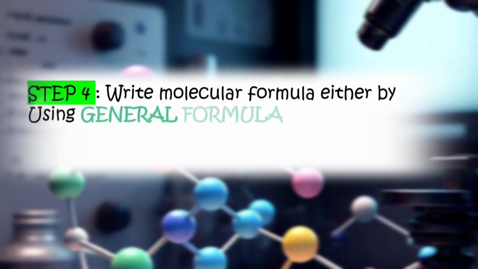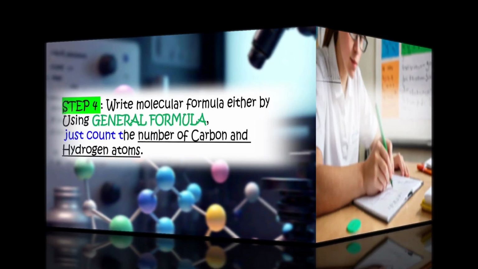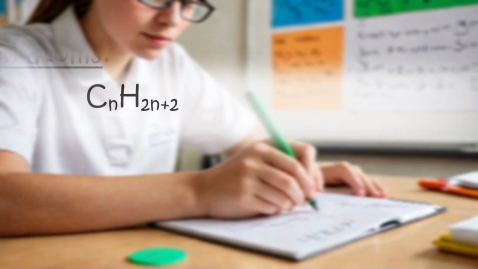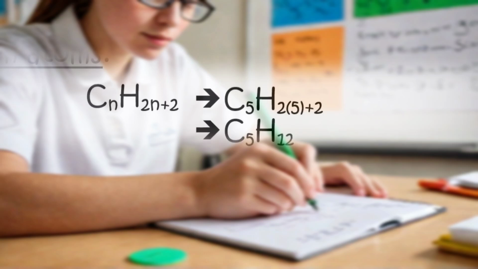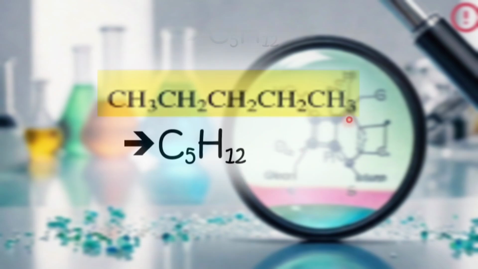Step 4. Write the molecular formula, either using the general formula or just by counting the number of carbon and hydrogen atoms. We know the general formula for alkanes is CnH2n+2 and the given molecule is pentane, where n is 5. So putting in the value of 5, we have the molecular formula C5H12. We can also write down the molecular formula just by counting the carbon and hydrogen atoms in the given condensed or structural formula. Here there are 5 carbons and 12 hydrogens.